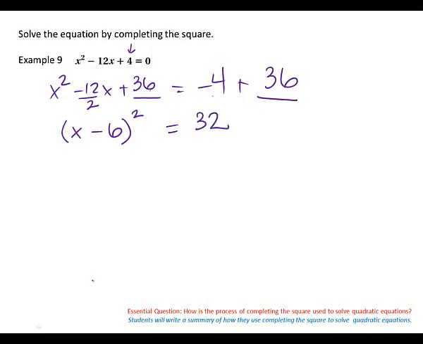Now it looks like what we did in examples 1 to 4. See how we built that up for you? Okay, so now we're doing the whole kit and caboodle here. All right, how do we undo the squared? Square root. What do we have to write in front? Plus or minus. Plus or minus. We've got x minus 6 equals plus or minus.